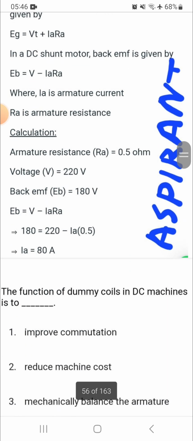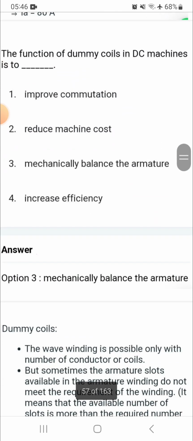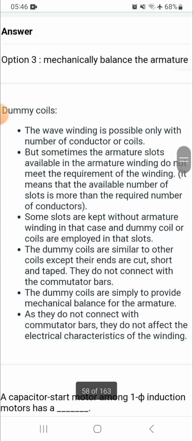Next one: the function of the dummy coils in DC machines is to mechanically balance the armature, improve commutation, reduce machine cost, or increase efficiency. Option 3, mechanically balance the armature, is the right answer. Dummy coils: the wave winding is possible only with a certain number of conductors or coils.